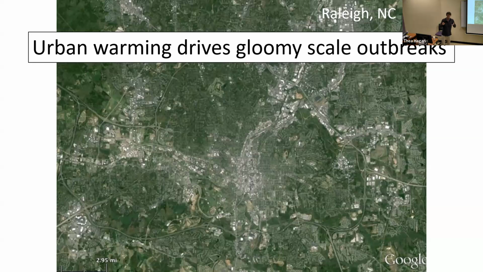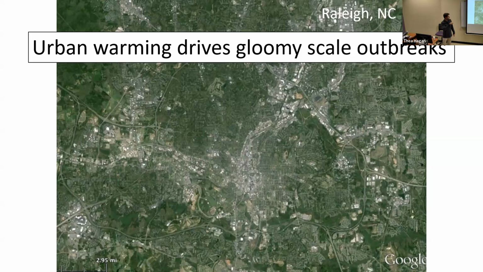And we've learned over the past 10 years that urban heat islands are really a big driver of gloomy scale outbreaks. Urban heat islands are basically islands of warmer temperatures associated with the pavement and buildings of cities. If you look at this aerial image, this is Raleigh, North Carolina. You can see the gray areas: downtown dominated by buildings and pavement, and the major corridors that run along the north side of NC State.